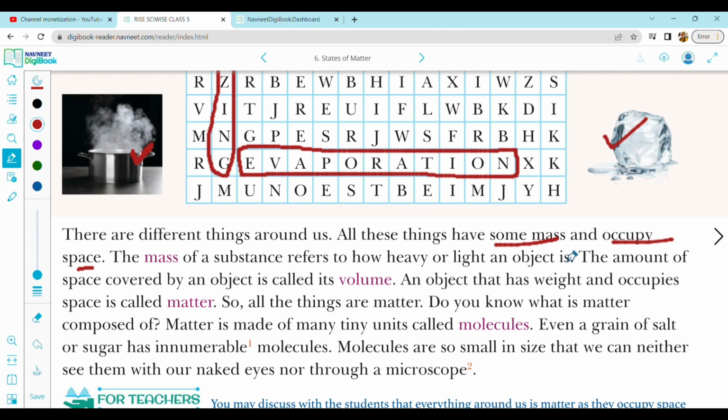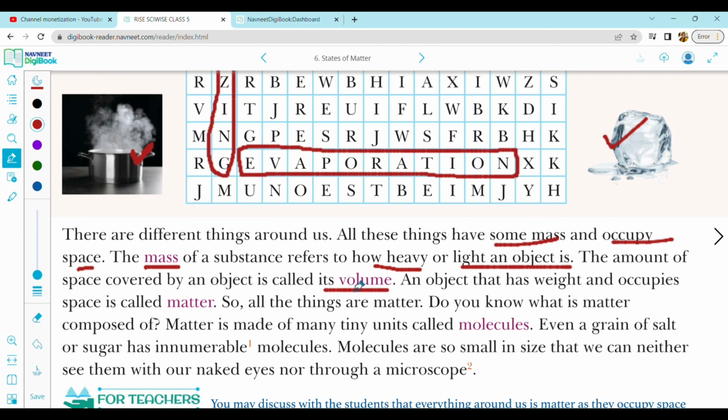Now, what is mass? The mass of a substance refers to how heavy or light an object is. कि वो कितना हल्का और कितना भारी है कोई object, तो उसके लिए refer किया गया है क्या? Mass. The amount of space covered by an object is called its volume.